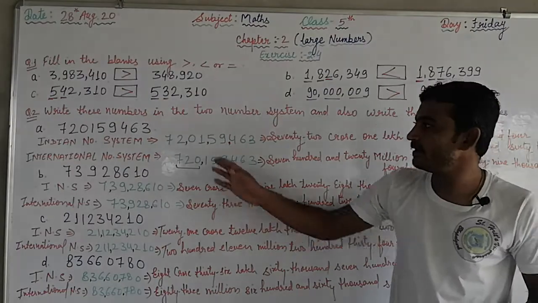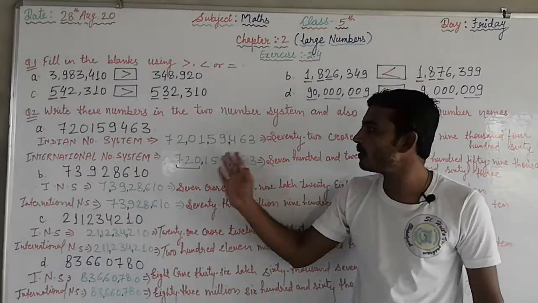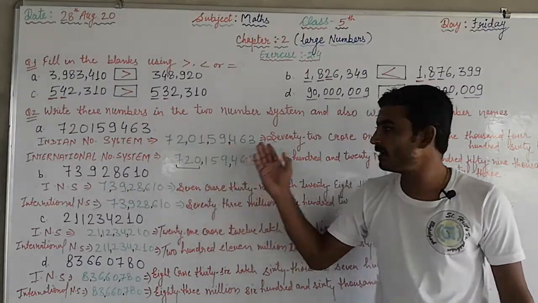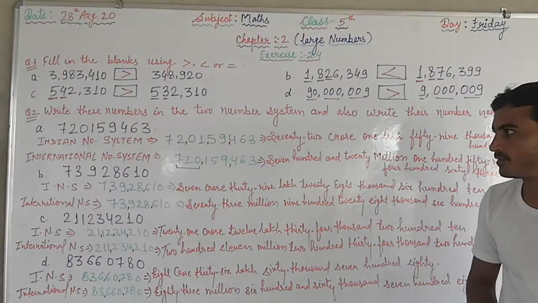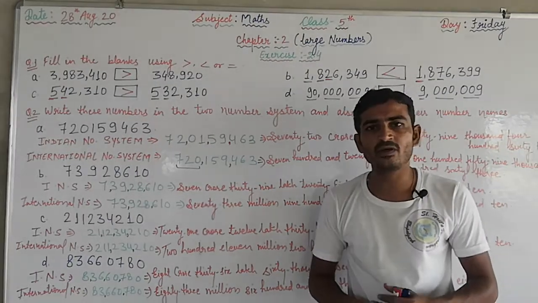First of all you have to write in the Indian number system, then in the international number system, then you place commas according to both number systems and write their number names. Okay, and from question three onward we will discuss in our next lecture.